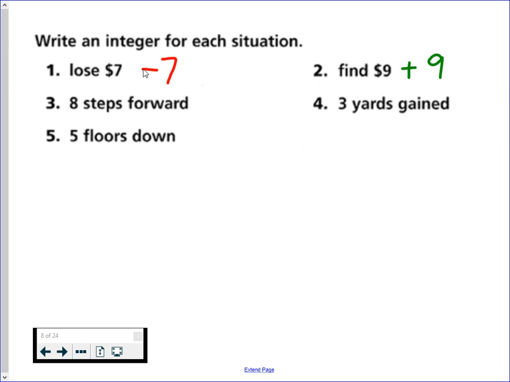8 steps forward. That would be a positive gain, like in football. Same thing for 3 yards gained. And then 5 floors down. That would be a drop or a -5 down. So integers show up a lot of times in our real life situations.